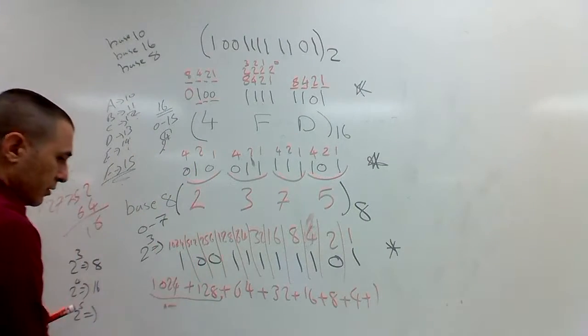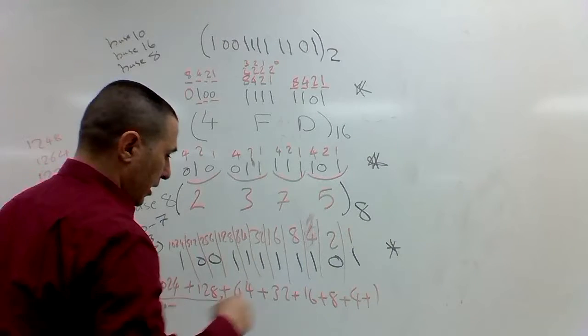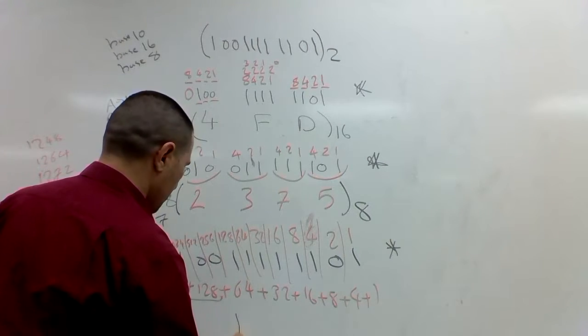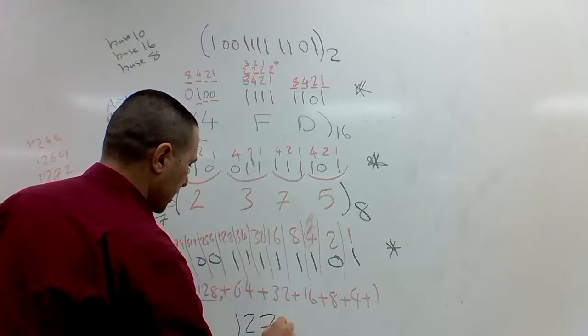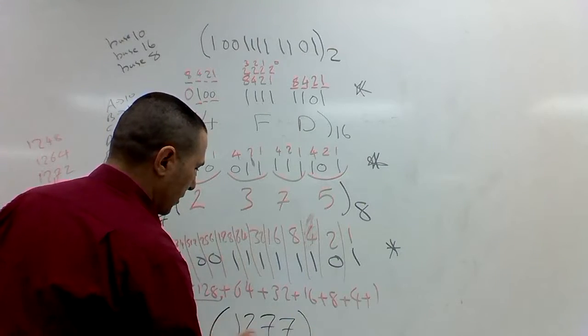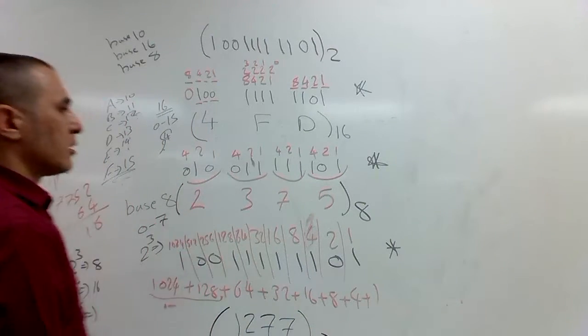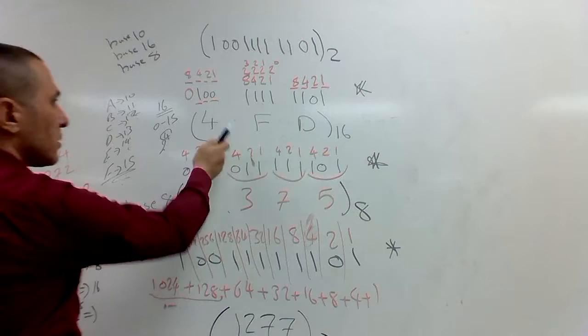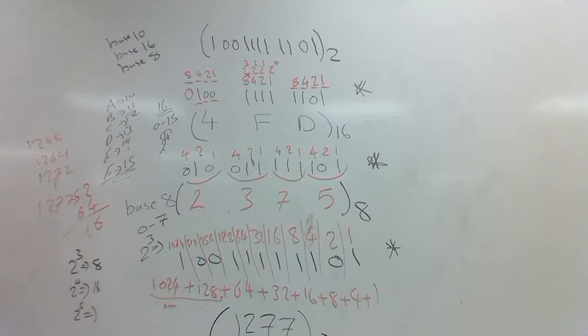binary number, in decimal, it's going to be 77 decimal. Octal, hexadecimal. This is converting between all those bases.